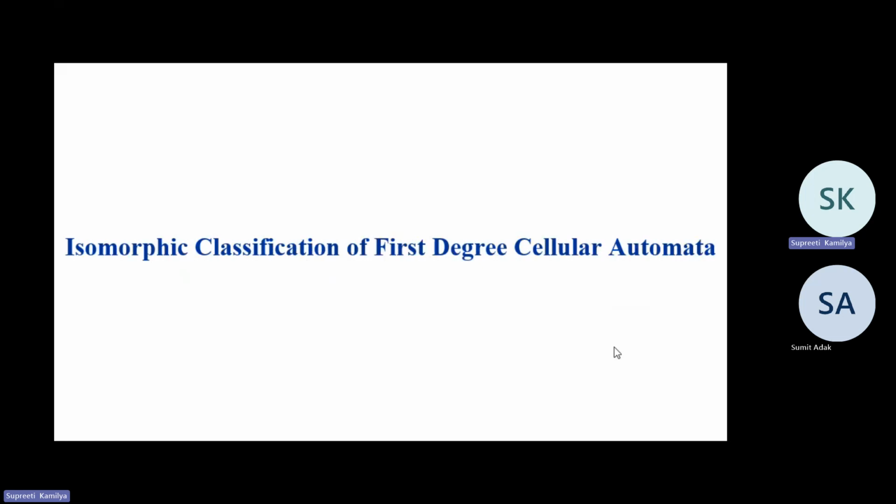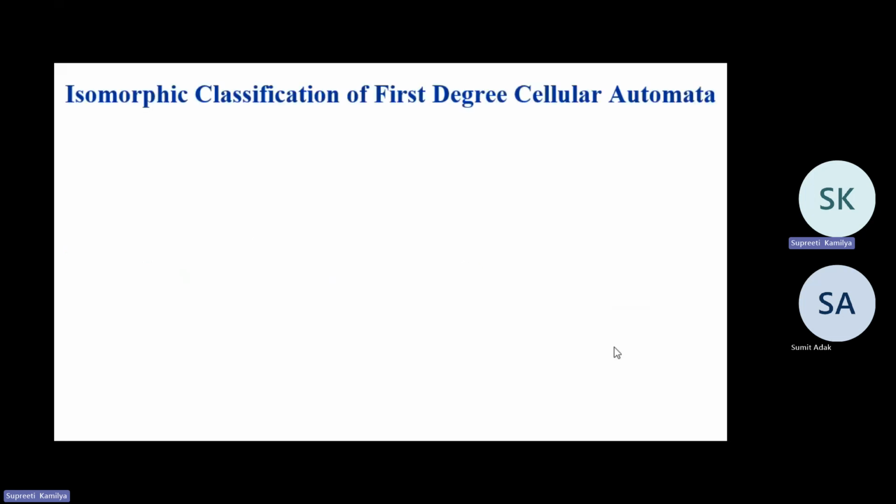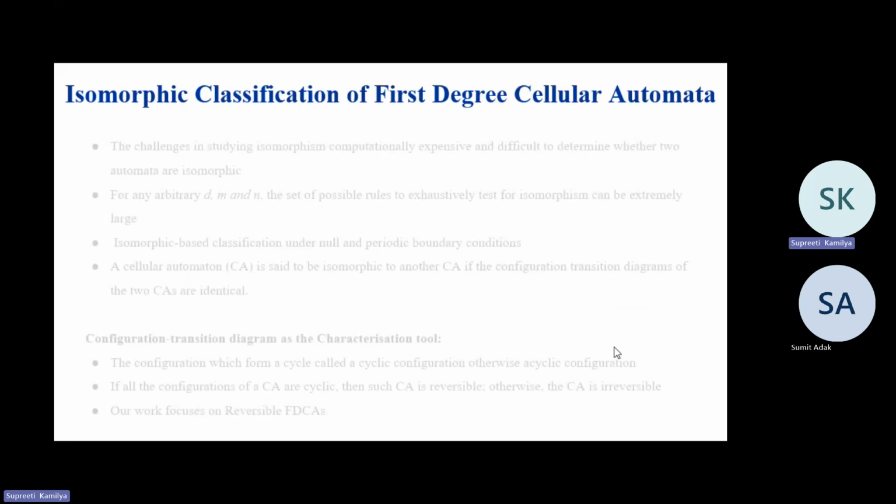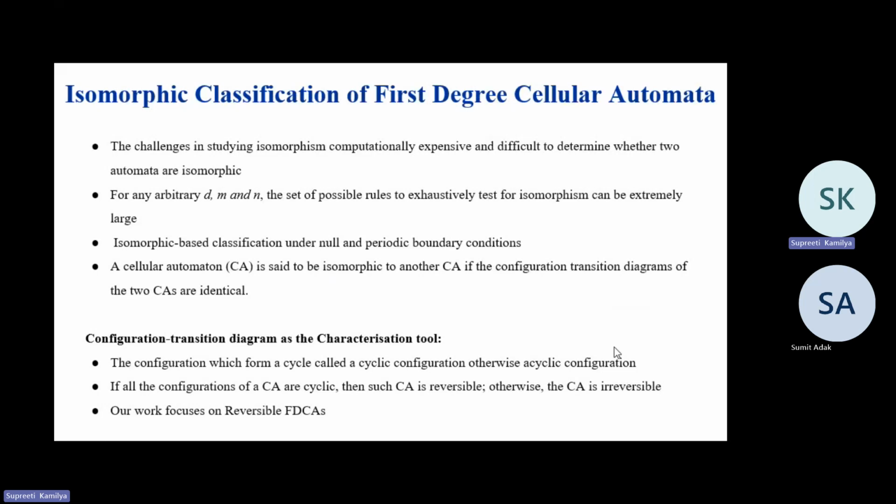Now we come to the isomorphic classification of first degree cellular automata. As we all know, isomorphism means two systems having similar structure. The challenge is that isomorphism in CA is expensive and difficult to check, because it depends on arbitrary parameters like neighborhood, cell state, and all those constants and parameters being considered. So it is very difficult to find those isomorphic results.